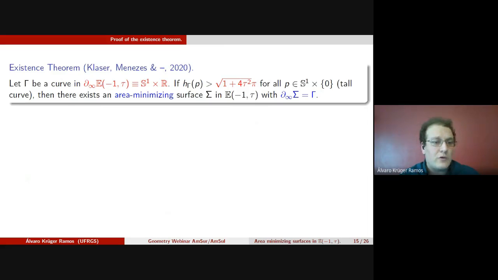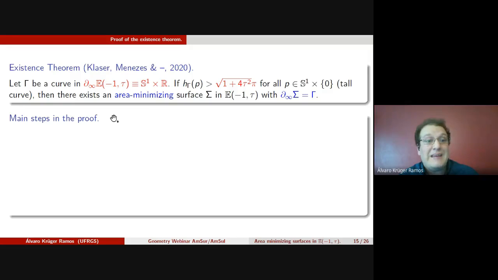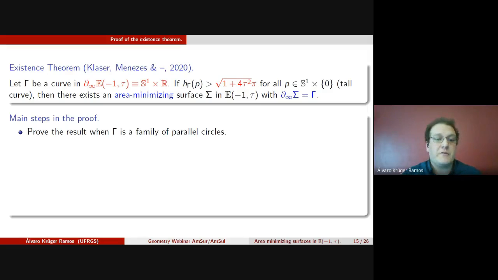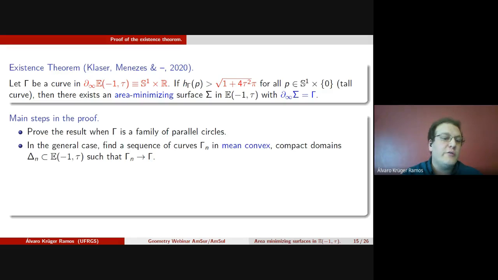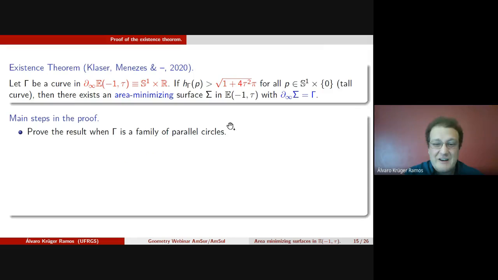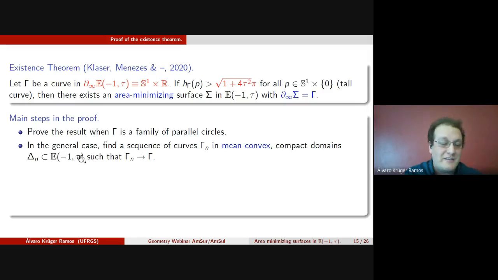Okay, so let me give you an idea of the proof for the existence theorem. So here's the statement again, and let me explain the main steps in the proof. First, we prove the result when gamma is a family of parallel circles, horizontal parallel circles, and then we go for the general proof separately. And I think this is fun because you first prove this very specific case, and then you prove the general case using that specific case. I like this aspect of the proof, but okay. So then you go for the general case, and here the proof is more standard.